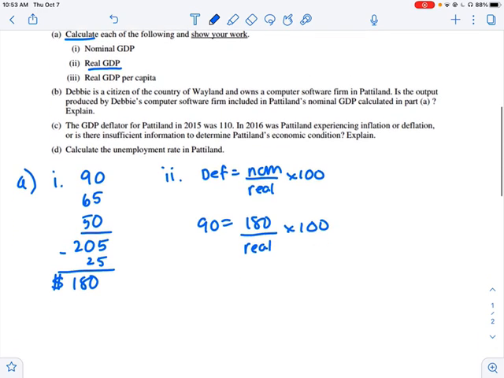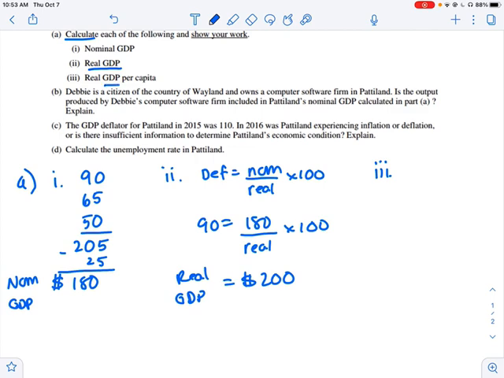So when I simplify all of that, I'm going to get 200. So this is the real GDP, and this is the nominal GDP. And those are going to be worth 1 point each, just by the way, for a little test-taking strategy.